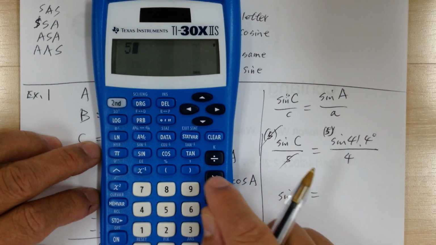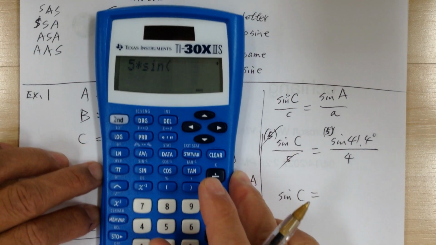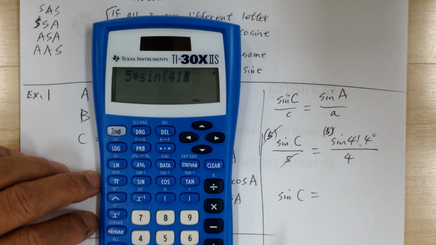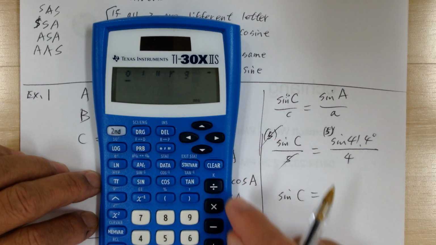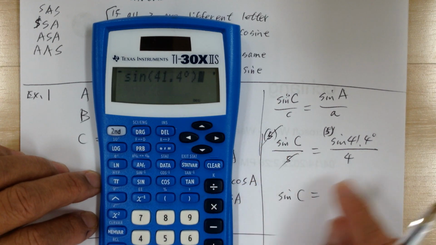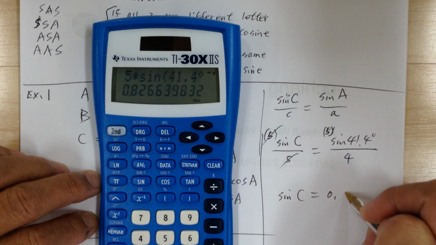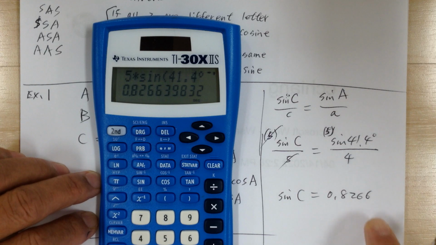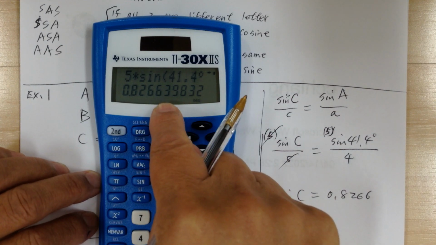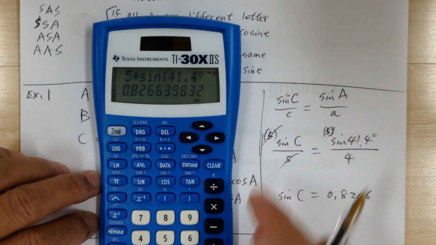So you've got 5 times sine of 41.4 degrees divided by 4, equal. So you're going to get 0.8266, right? But don't erase this. You want to use this number so you don't lose too many digits.